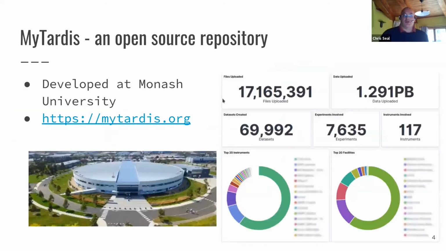It's an open source project that was originally developed by Monash, and its original purpose was to store data that was generated at the Australian Synchrotron. Since then, it's grown somewhat, and now there are more than 100 instruments at Monash alone, and they have collected more than 1.3 petabytes worth of data. So these results are slightly old.